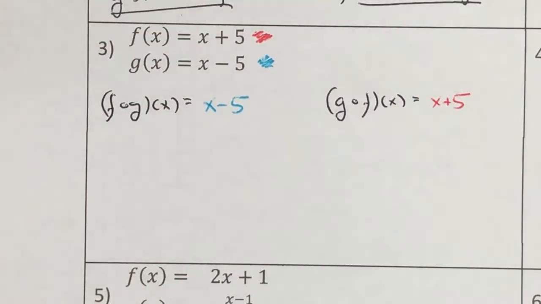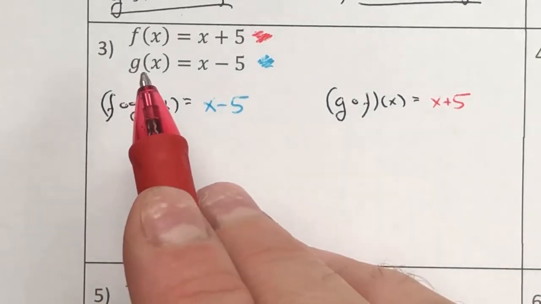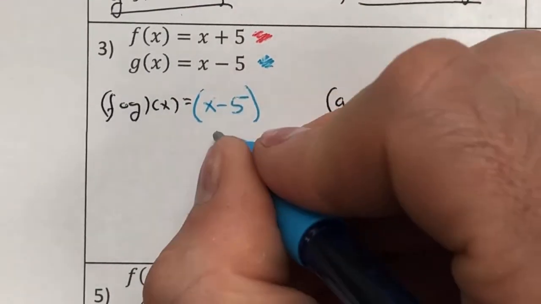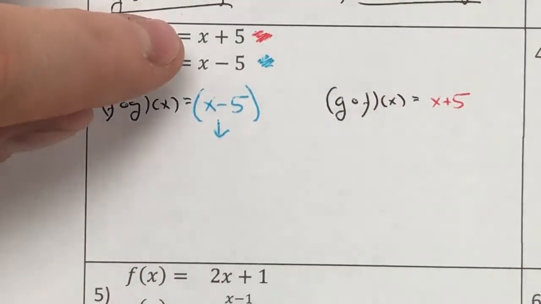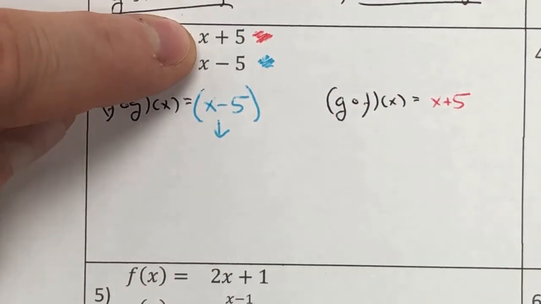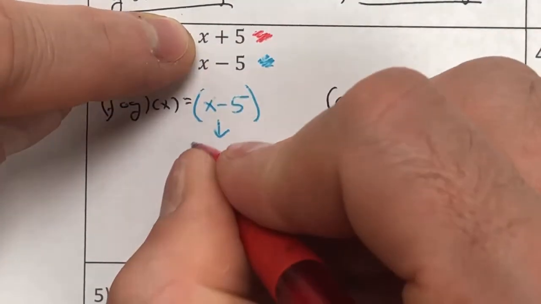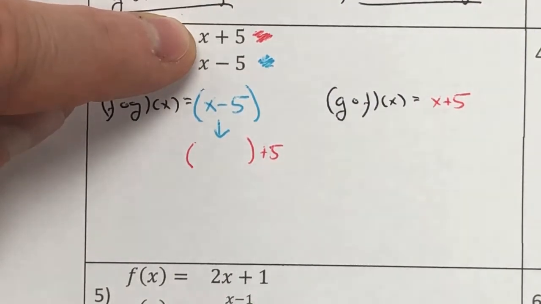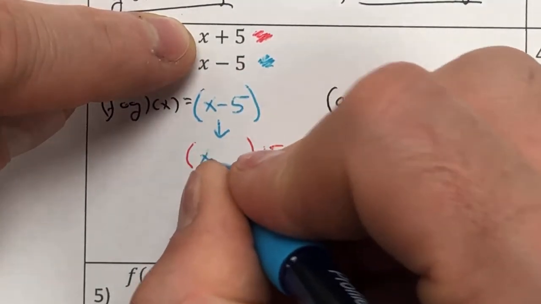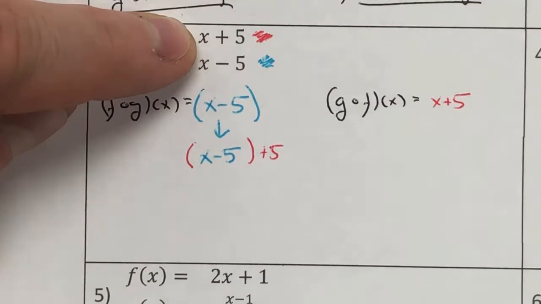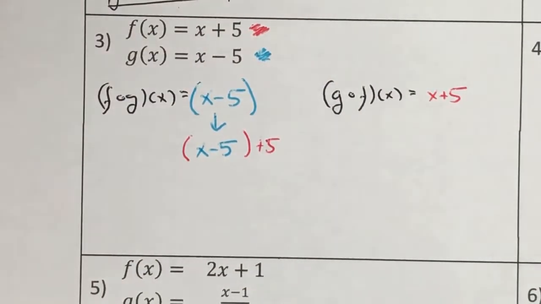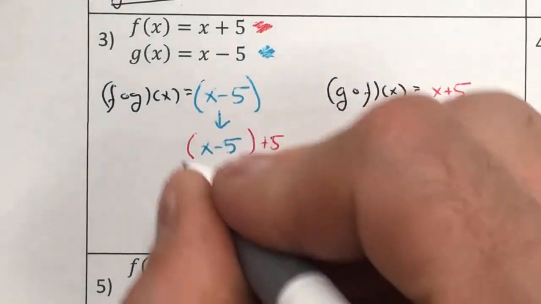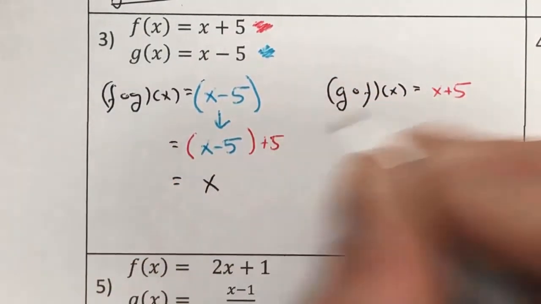Should have done that exactly backwards. That is, my g of x is x minus 5. I'm plugging that into my f, which is x plus 5. I'm going to write that out as blank plus 5. There we go. That covers up my little blunder. So my f of g, that's going to be x minus 5 plus 5. That will give me an x.